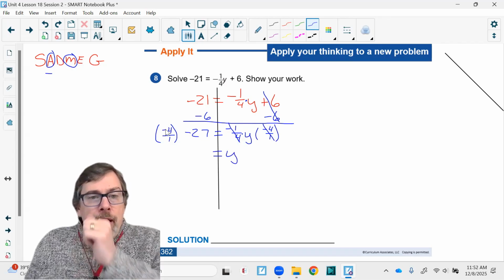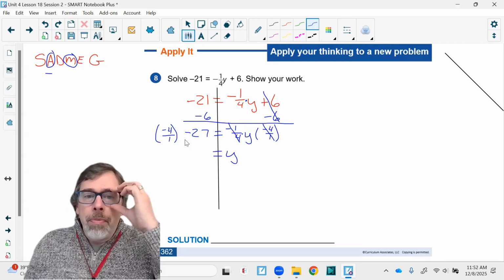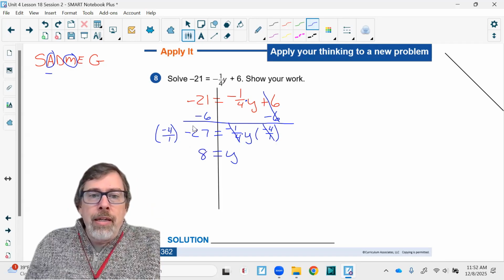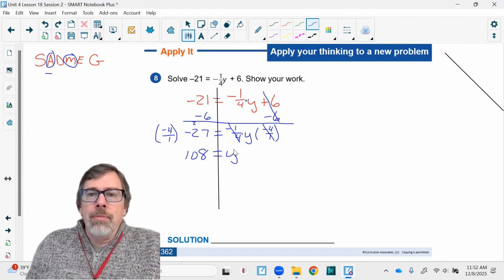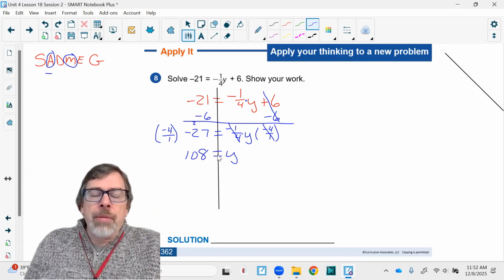Negative times a negative is positive. 27 times 4 is 108. Y equals 108. I then could check my solution.